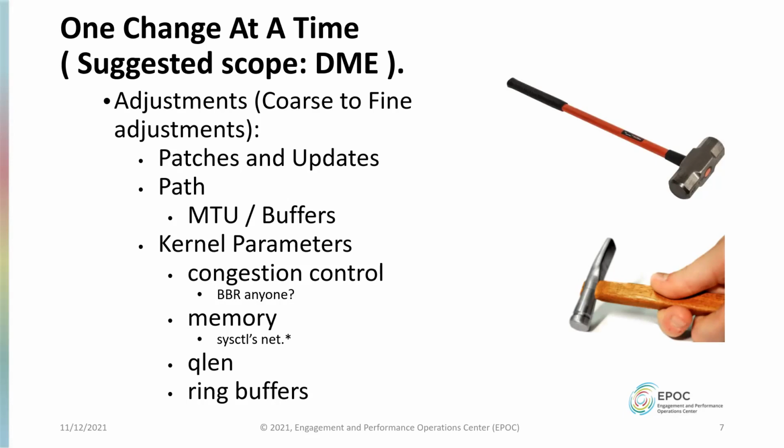Now we're getting even further down. We're giving more allocations of the memory and buffers. Now we're getting into queue length. How much are we able to ingest and inhale and exhale? And then finally down into the weeds where we're starting to go into ring buffers.